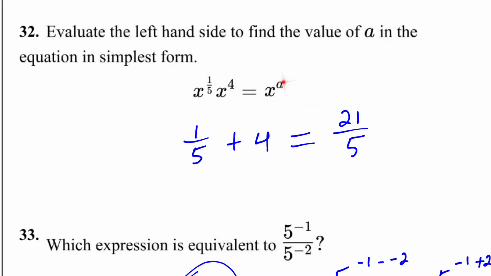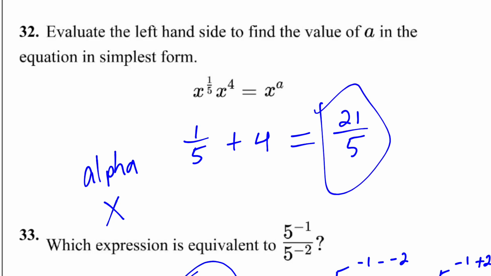This one wants to know what the exponent will be if I use the product rule. The product rule says add the exponents. So I take 1/5 plus 4. On your calculator, you can always press alpha x, and that opens up the fractions. So you don't have to know things about common denominators. Your answer is just 21/5.